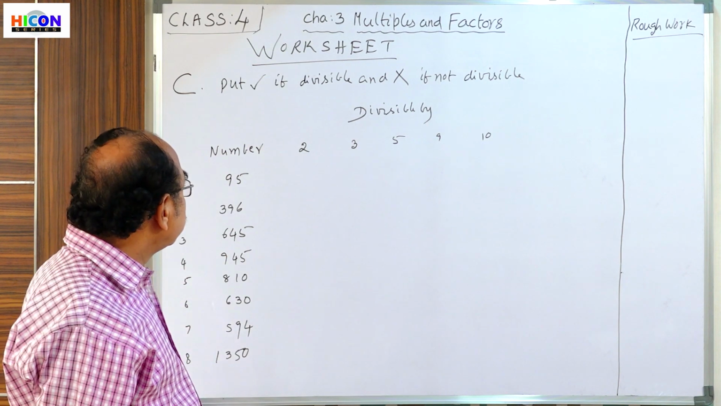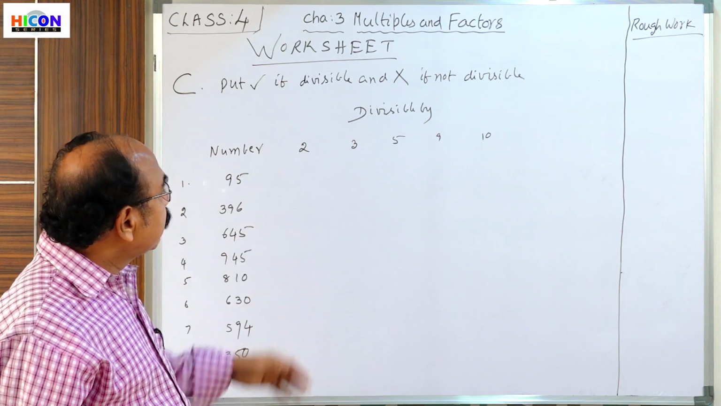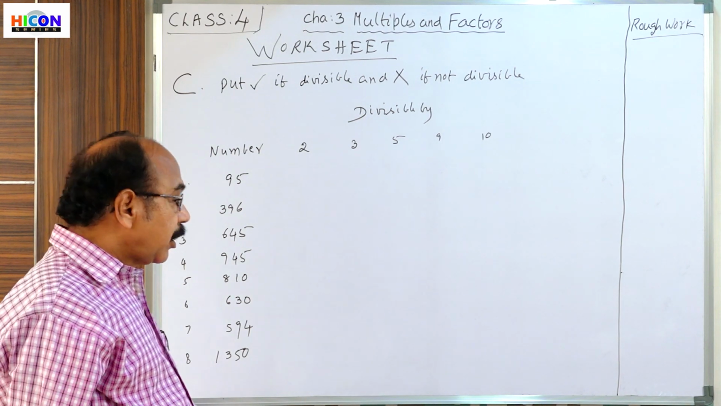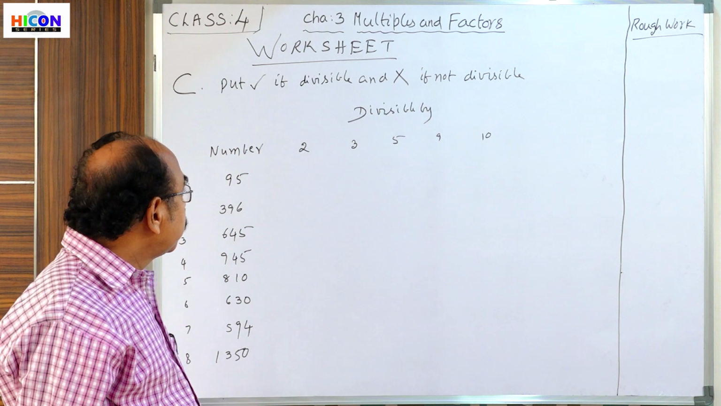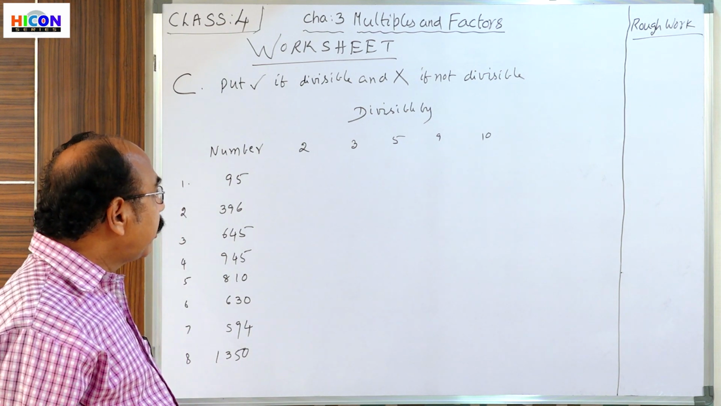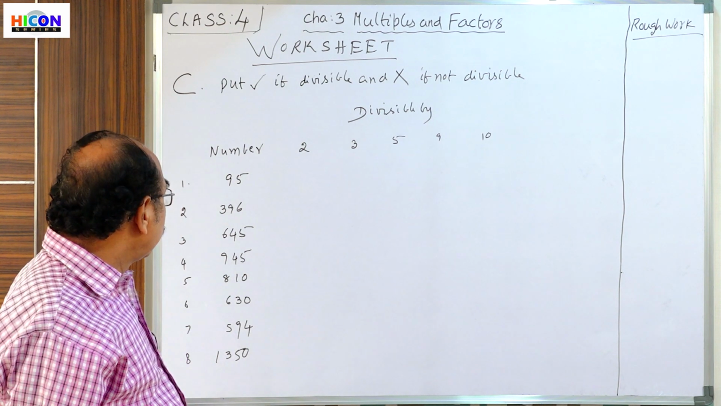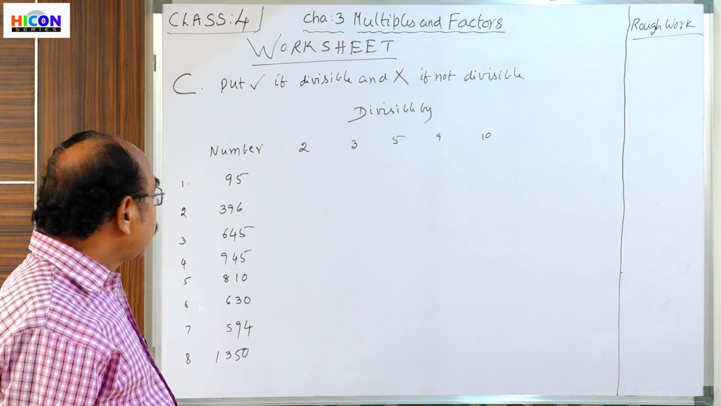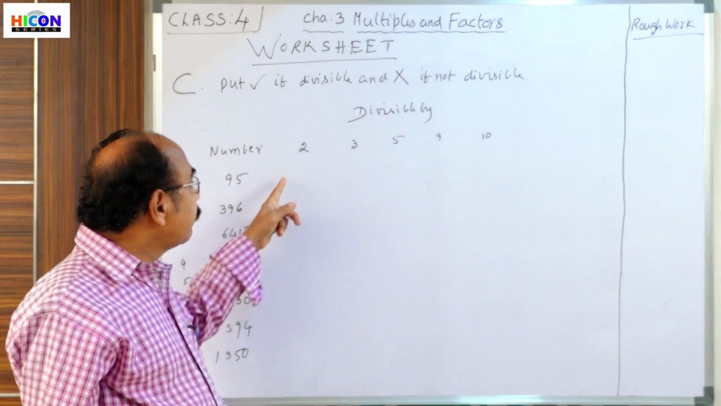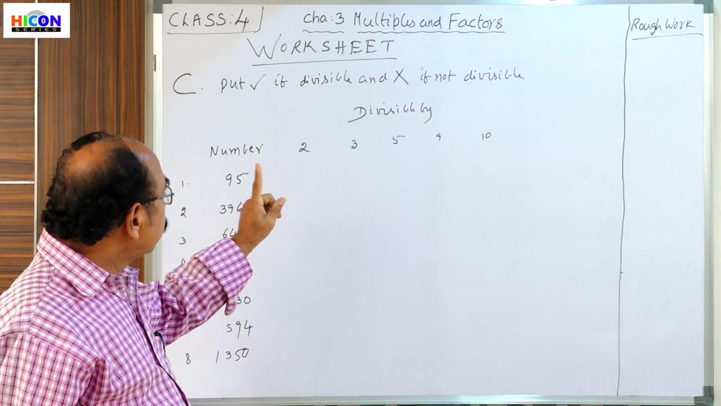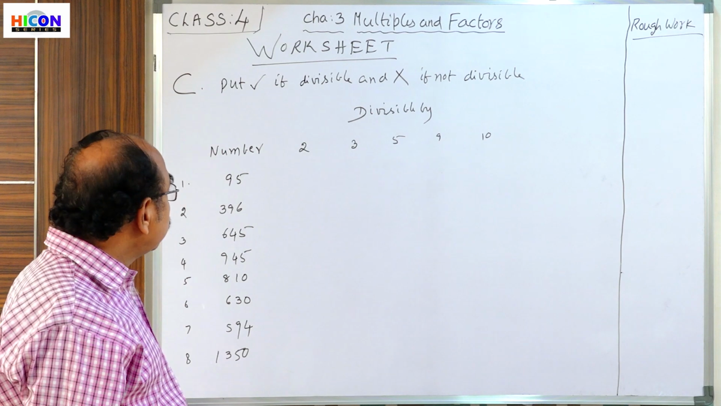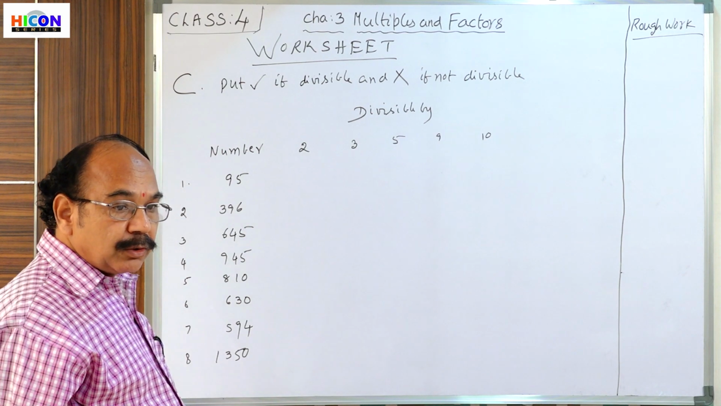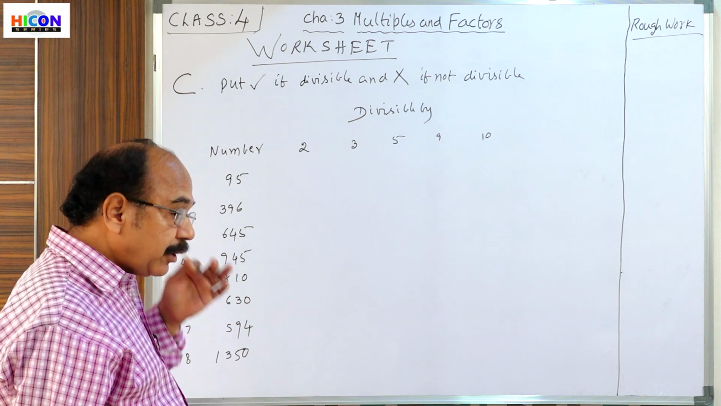Okay, you see, children, here in the tabular form, what is there here? Now some numbers are given, and we have to decide whether they are divisible by 2, 3, 5, 9 and 10. First number is 95. If the number 95 is divisible by 2, then tick mark. If the number is not divisible by 2, then cross mark, like that. Okay, following the rules.